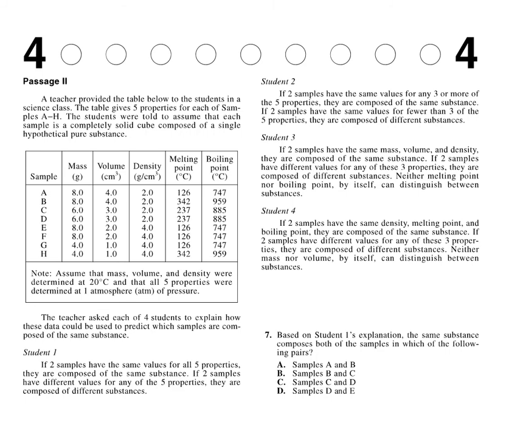Hi, welcome to the ACT 2018 test science portion. This is passage number 2. In this particular passage, there are some samples that have different mass, volume, density, melting points, and boiling points. And then there are some students who make predictions about these different samples.